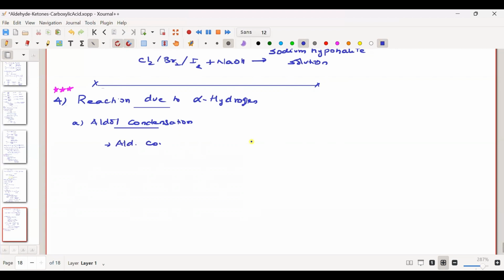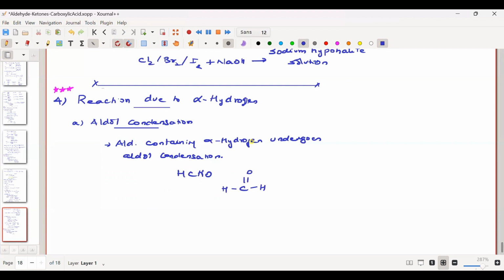Aldehydes containing alpha hydrogen undergo aldol condensation. Sorry. What are the aldehydes that do not contain alpha hydrogen? Formaldehyde, so I have HCHO. Benzaldehyde, so C double bond O H.